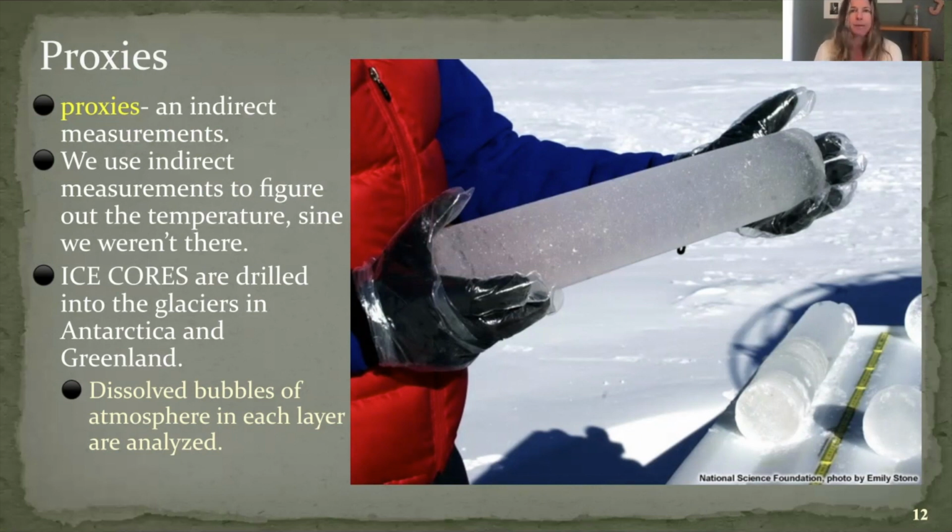Okay, so back to proxy. This is the same foundation of how we know why the climate has shifted and what's currently happening, by all this collection of data that we've been gathering. So a proxy, an indirect measurement. So we use these indirect measurements to figure out the temperature.